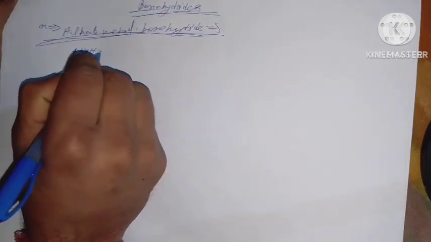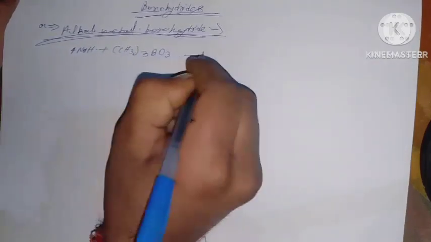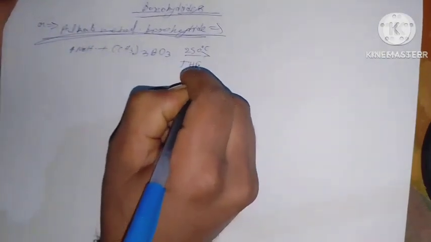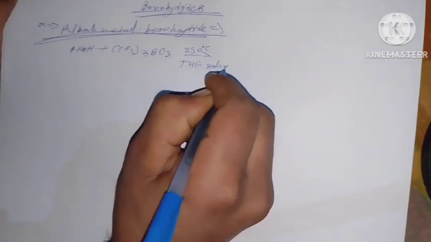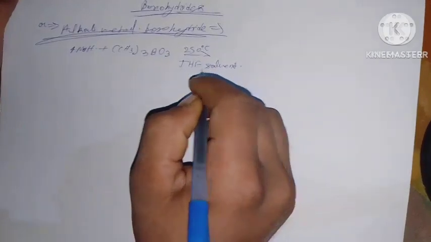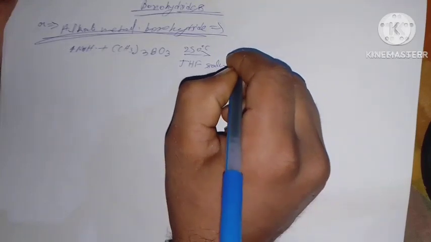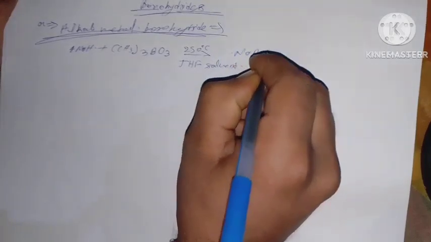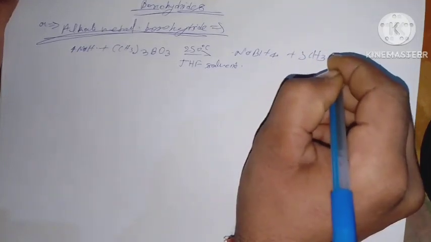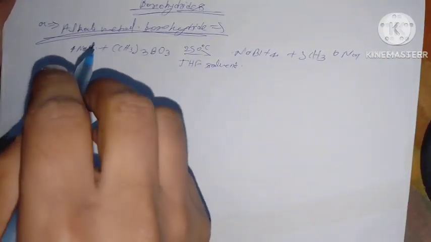4NaH, sodium hydride, plus B(OCH3)3, at 250 degrees Celsius, in THF solvent. THF solvent means trimethyl borate. That makes NaBH4 plus 3CH3ONa, sodium methoxide.